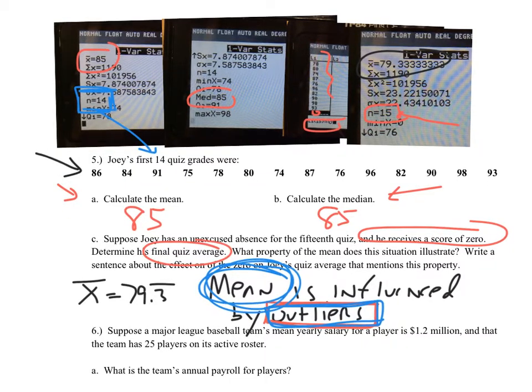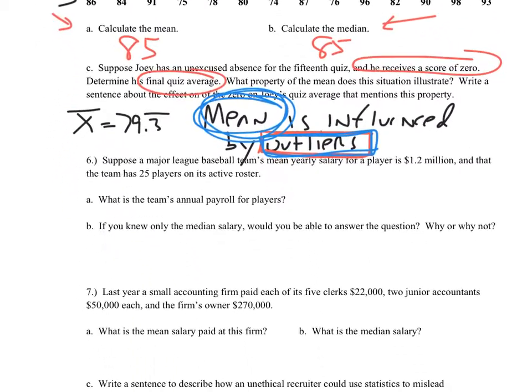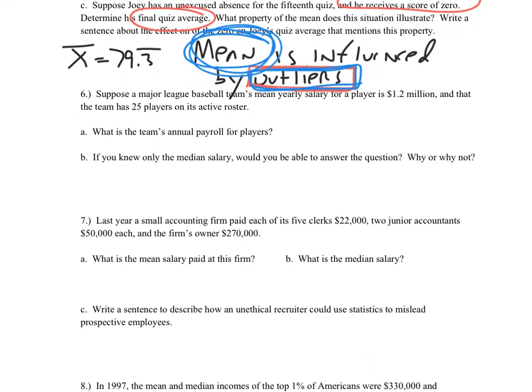Problem 6: Suppose a Major League Baseball team's mean yearly salary is $1.2 million and the team has 25 players on its active roster. What is the team's annual payroll for the players? So here we know the mean, the average salary, is 1.2 million. And there's 25 players on the roster.